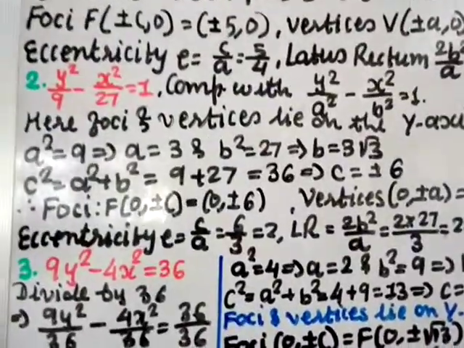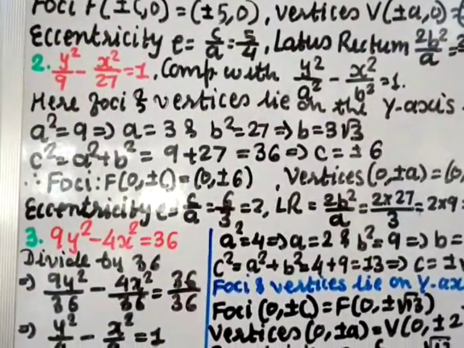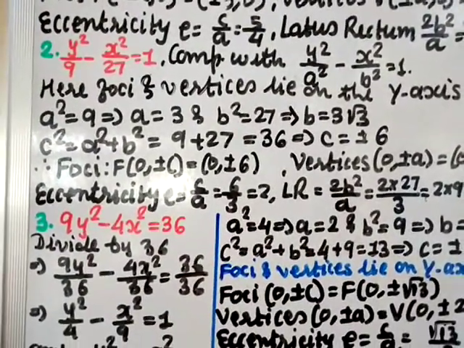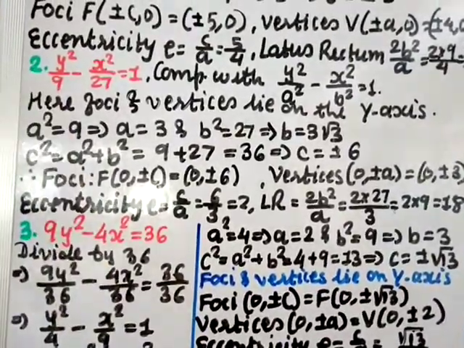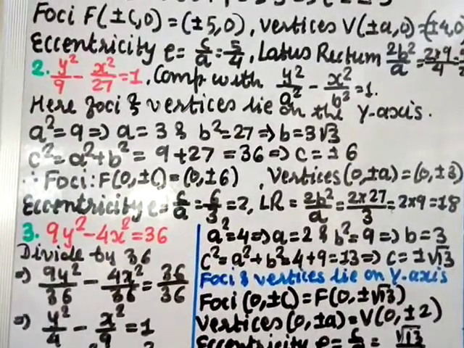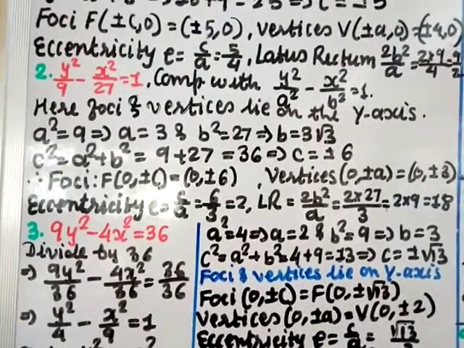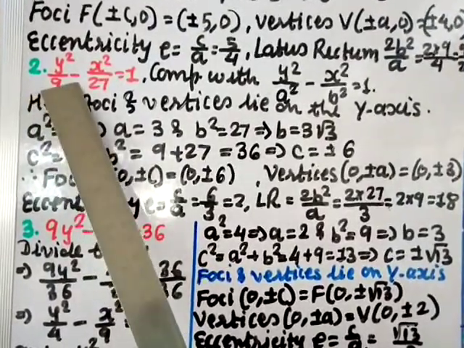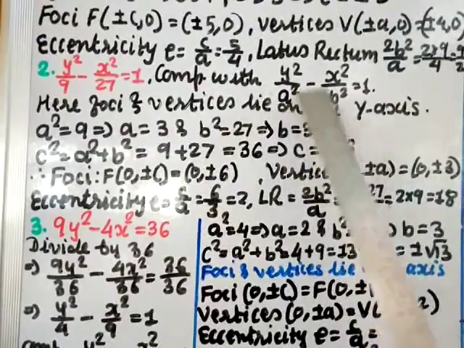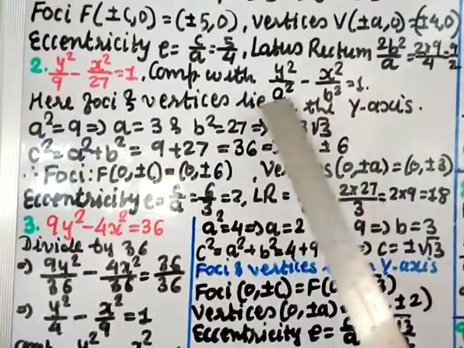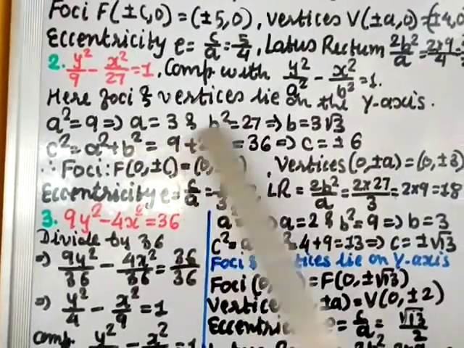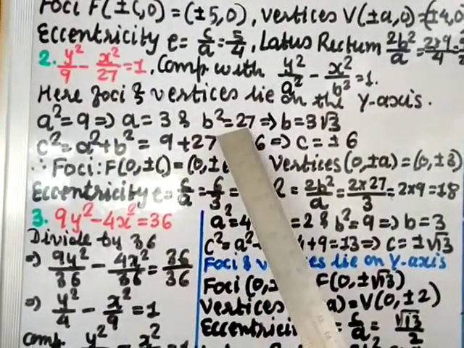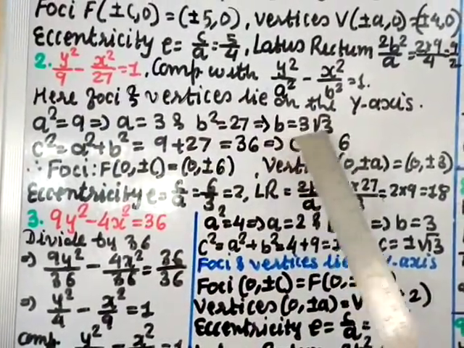Question number 2. y square by 9 minus x square by 27 equal to 1. Now here the denominator of y square is positive. That means the foci and the vertices will lie on the y-axis. So we'll compare this with y square by a square minus x square by b square equal to 1. So a square value is 9, take a square root, so a equal to 3. And b square value is 27, take a square root, so b value is 3 root 3.